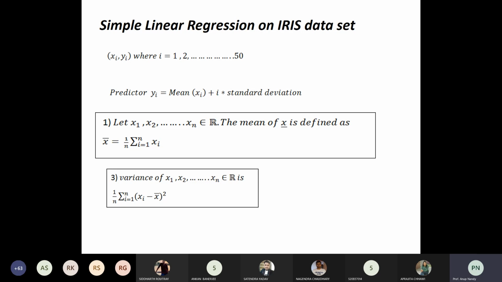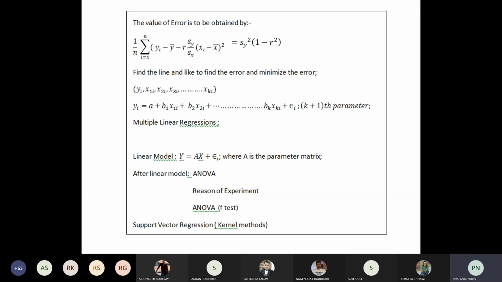So it is my concept that I conceptualized in this way. Okay, now let x1 to xn, and the mean of xi is defined as x̄ equal to the sum over i equals 1 to n of xi, and the variance you can also compute. And this value of error, the value of error is to be obtained in this way.